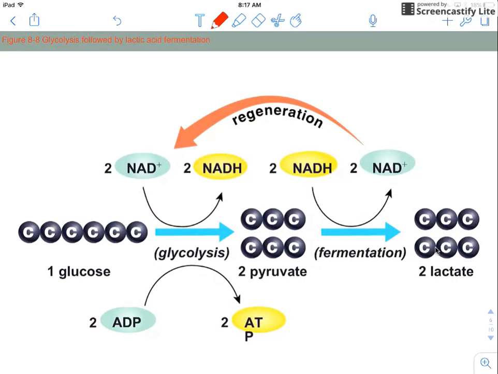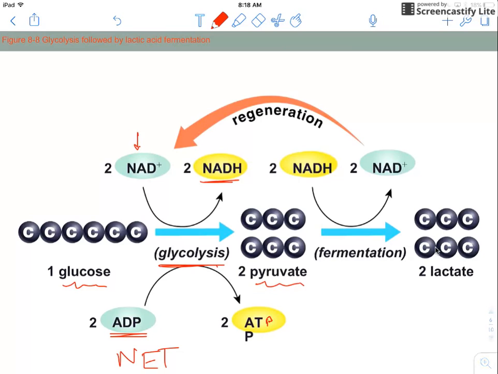So here's an example of how lactic acid fermentation works. Here we have the process of glycolysis. We take glucose and break it down into pyruvate. Over the course of that process, we consume 2 NAD+ and produce 2 NADH. We also net produce, we take 2 ADP and use the energy released in glycolysis to produce 2 ATP.